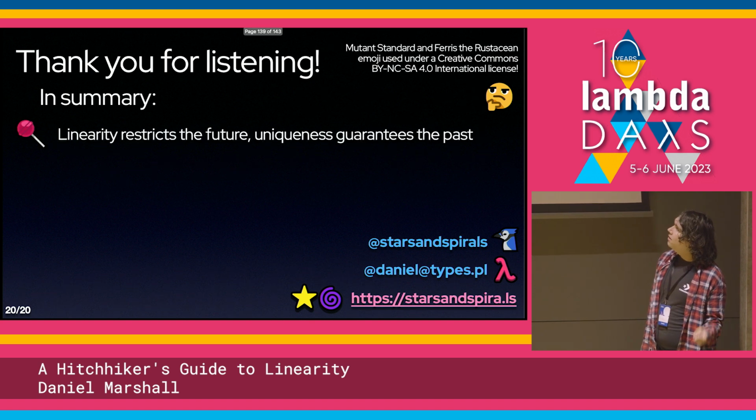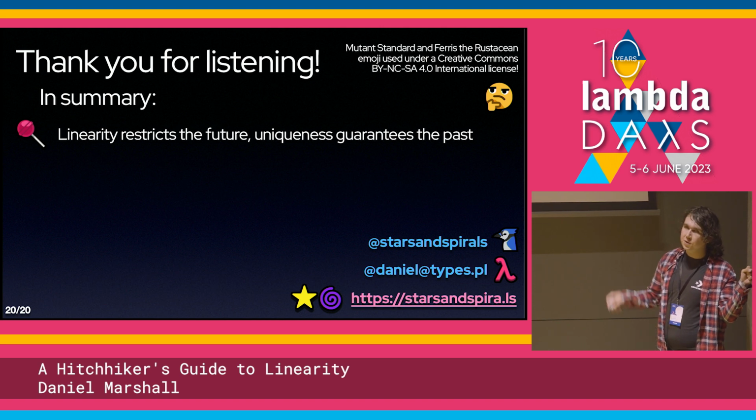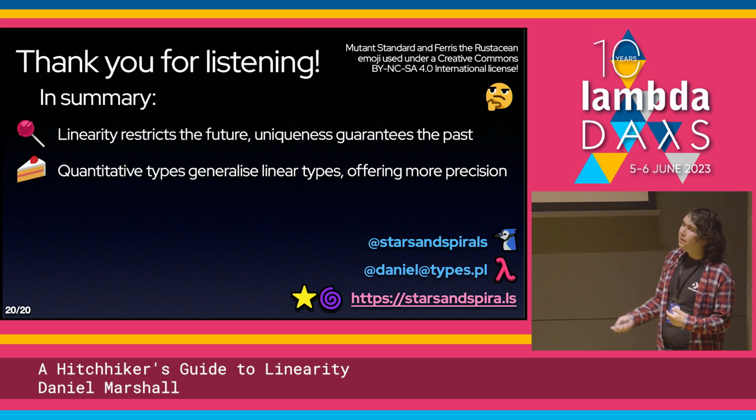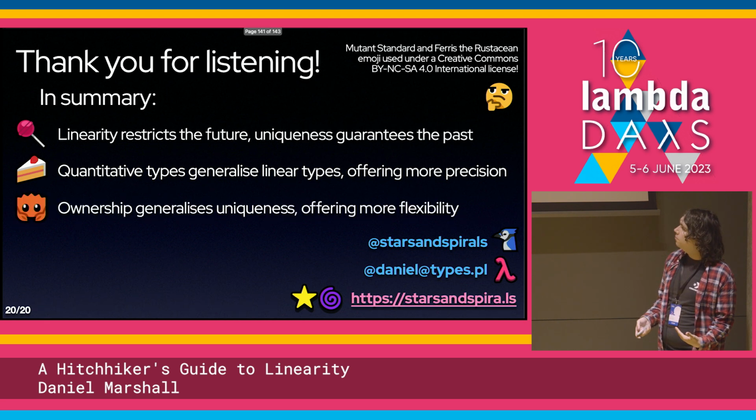Just a very quick summary. Linearity is about the future, uniqueness is about the past. So similar, but there are important differences between these things. Quantitative types generalize linear types. They'll let us be more precise in the things that we're saying. So we can write more precise restrictions into our types.